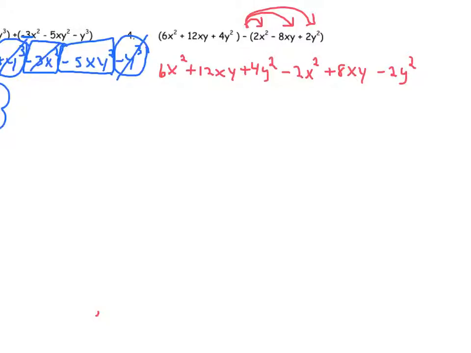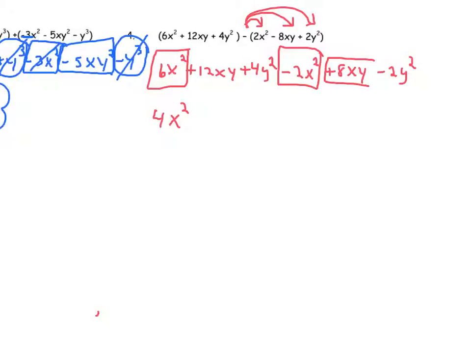Now all I do, my parentheses are gone, I've distributed the negative, so now I combine like terms. So I'm looking for an x squared. I find 6x squared, and then I have an 8. Oh, that is incorrect. So what I have is a negative 2x squared. Sorry about that. So 6 minus 2 is 4x squared.